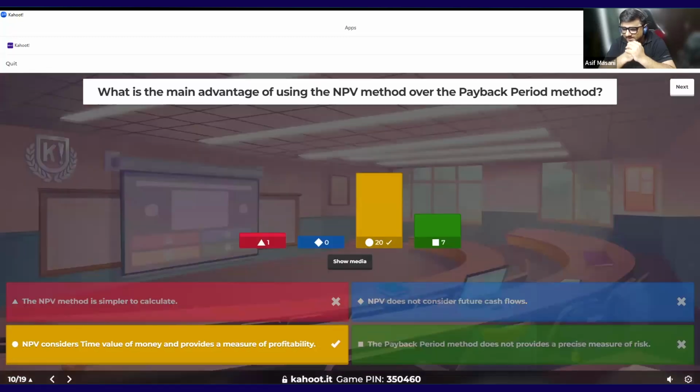Okay, and the right answer is NPV considers the time value of money and provides a measure of profitability. The payback period is the break-even point or the time calculation. The simple payback period does not consider the time value of money. So that is the main advantage of using NPV over payback period.